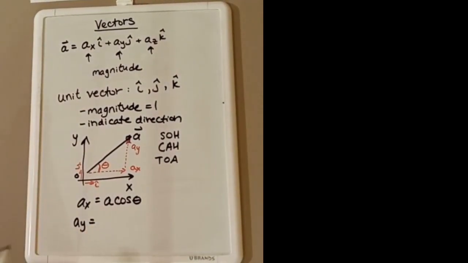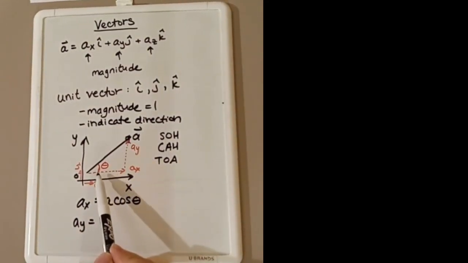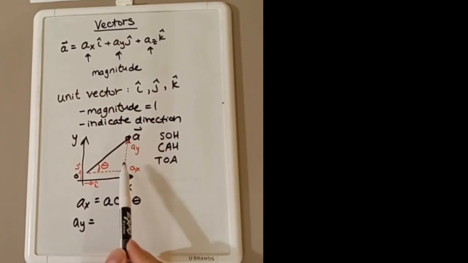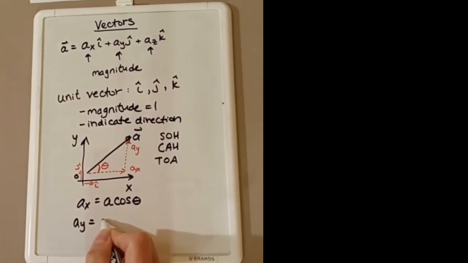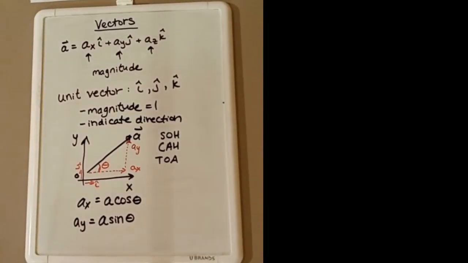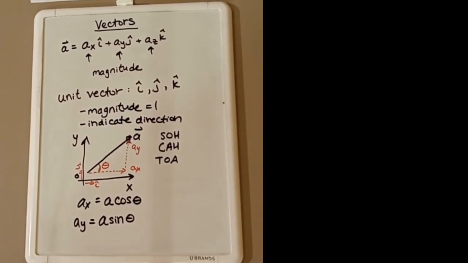And then AY is our vertical component. That is the side of our triangle that is opposite of theta, so we're going to be using the sine. So you have the magnitude of your vector A times sine of theta. That's how you would calculate AX and AY. And again, when I write A cosine theta or A sine theta, that A is just the magnitude of the vector. Okay, so those are our components, unit vector notation.